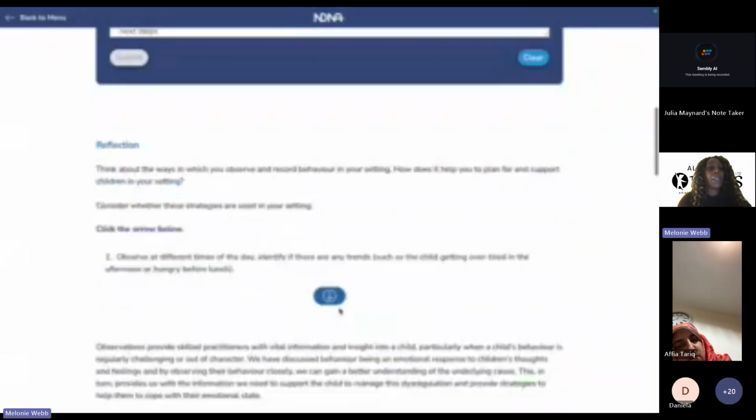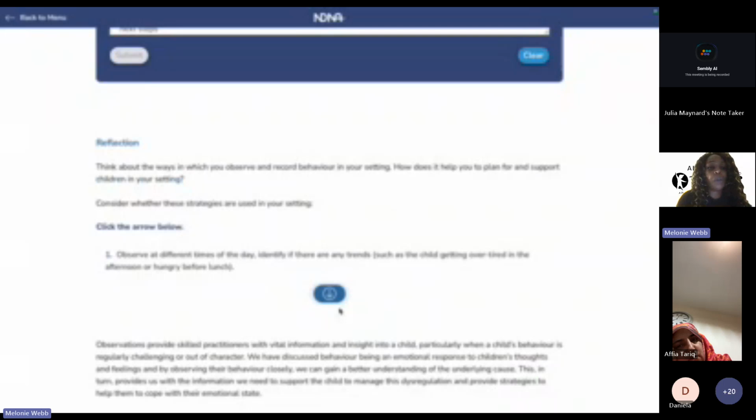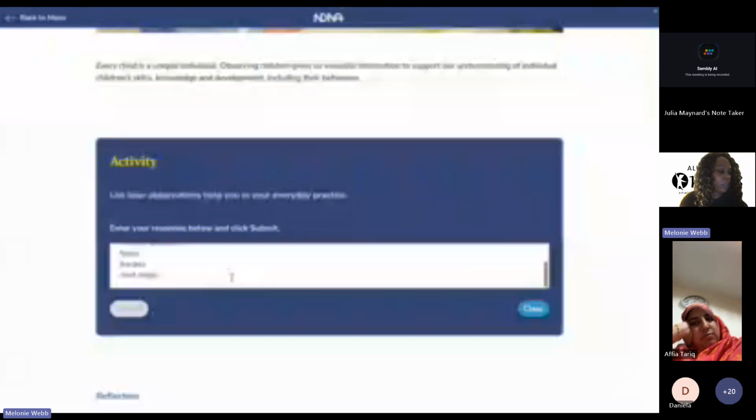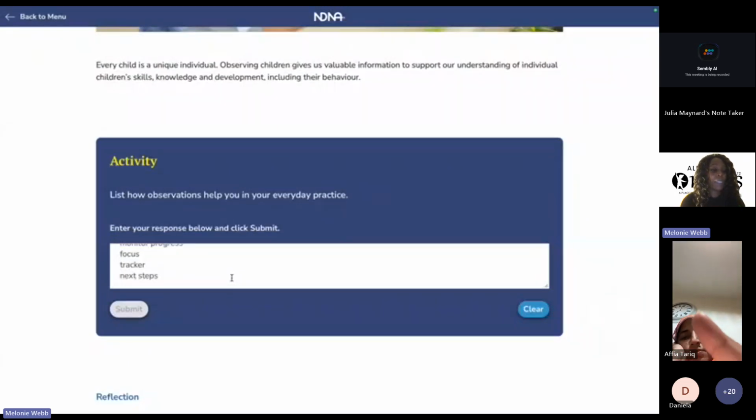So think about ways in which you observe and record behaviour. Sorry, I didn't even discuss that. So yeah, we're looking at monitoring progress, which helps us to understand the developmental stage and what we need to do to support them. It's a good tracker, it gives us a baseline assessment, and helps us to plan focus activities and also the next steps.